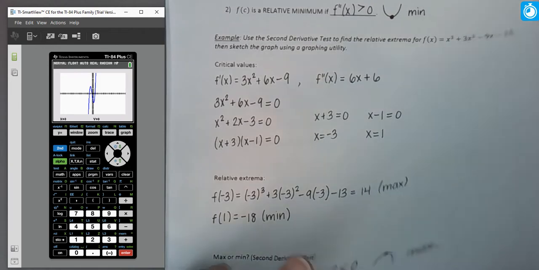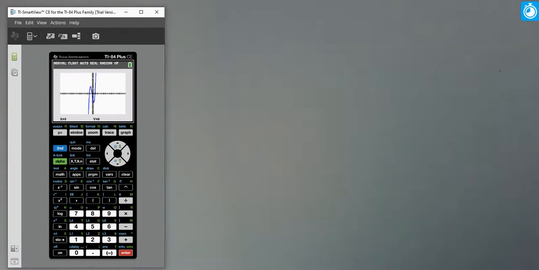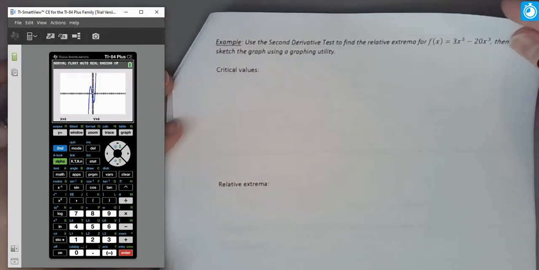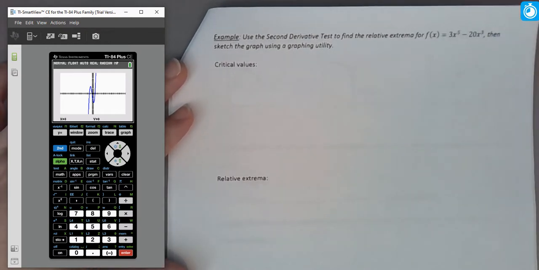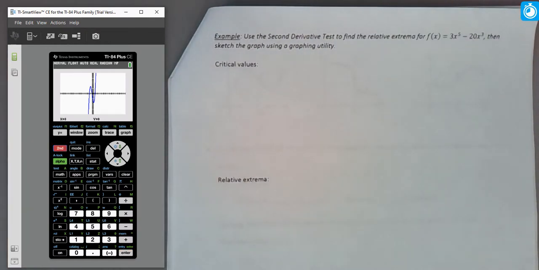Okay, let's do another example using our second derivative test. Let me get out of this graph real quick. There we go. We want to use the second derivative test to find the relative extreme values for f of x equals 3x to the 5th power minus 20x cubed. And again, we want to get a sense of the picture using our graphing calculator.